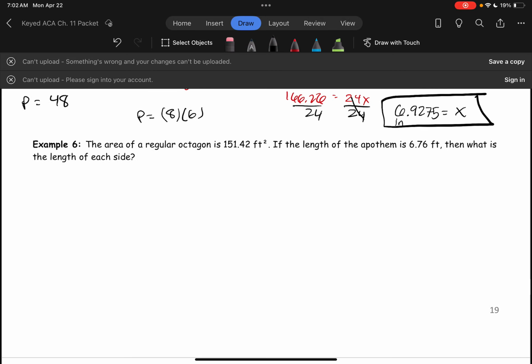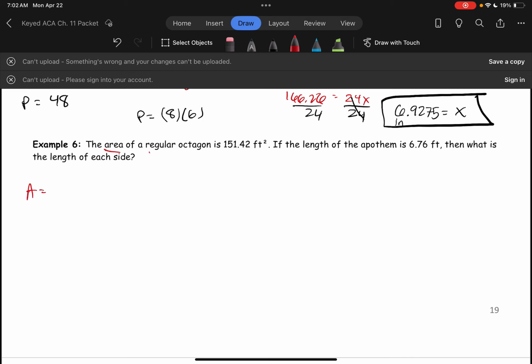And so we'll finish up here with example 6. The area of a regular octagon is 151.42. If the length of the apothem is 6.76, then what is the length of each side? So pretty similar problem to what we just looked at. And for the word problems, we said, well, let's go ahead and list out all the variables.